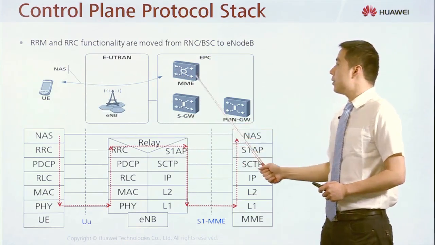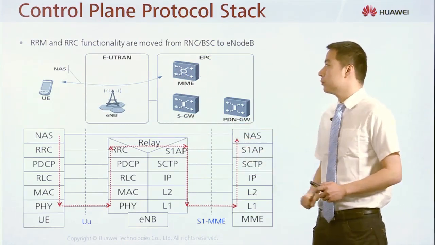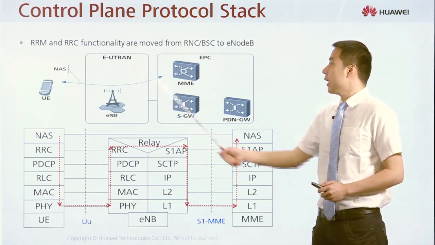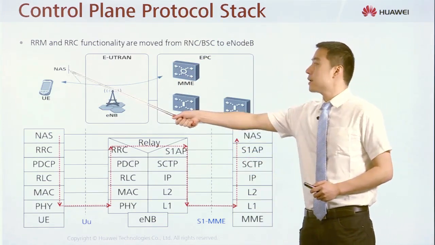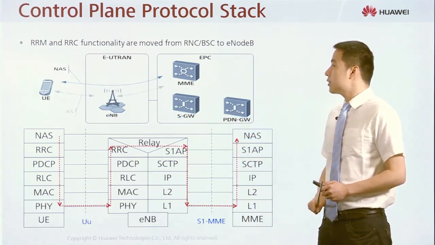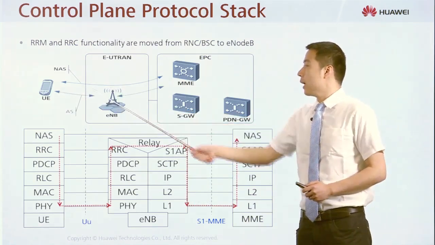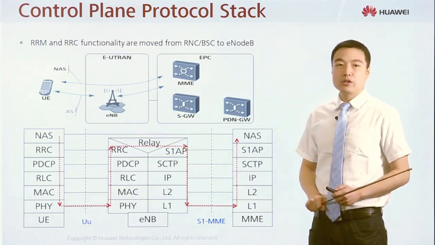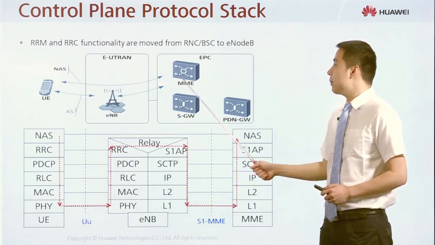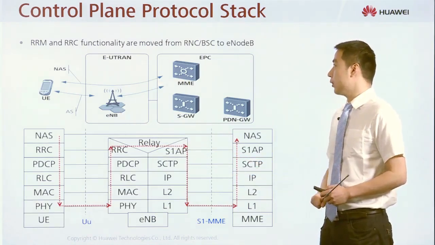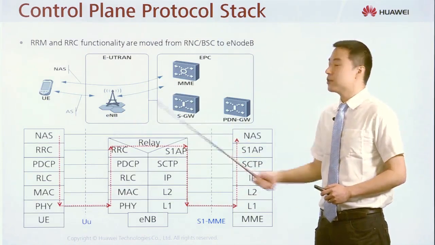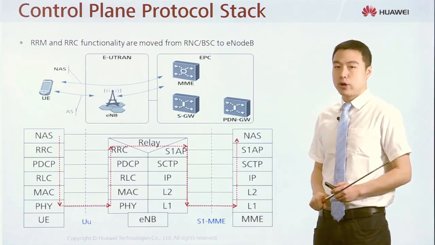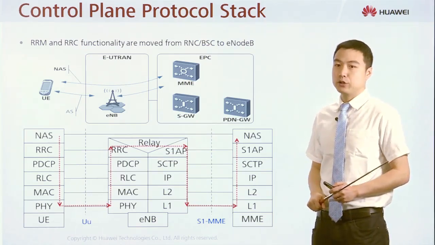The UE and the MME in the core network have signaling. The signaling between the UE and the MME, we call it NAS signaling. The signaling between the UE and the eNode-B, we call it RRC signaling. And the signaling between the eNode-B and the MME, we call it S1 signaling. All of this signaling is processed, transmitted and received in the control plane.